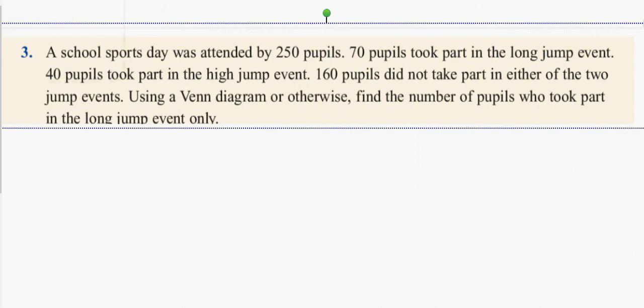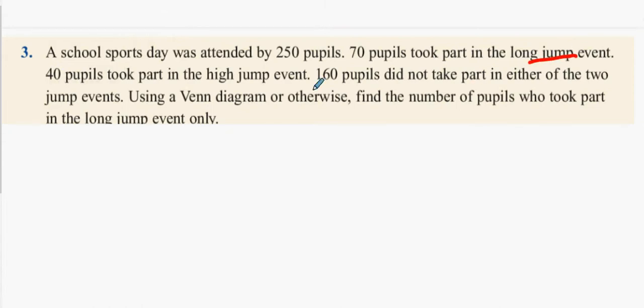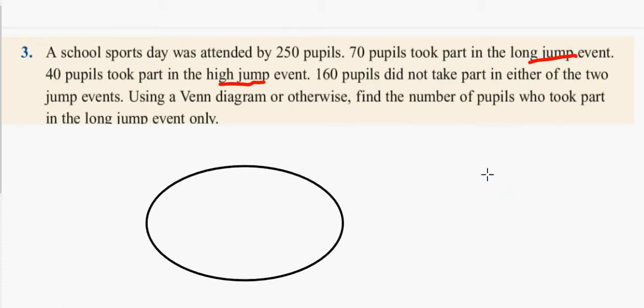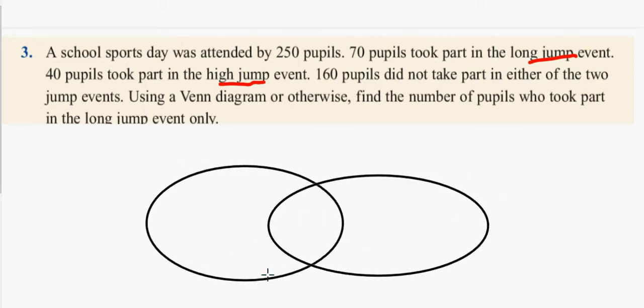First thing, school sports day is attended by 250 pupils. How many events are there? I count the long jump as the first one. The high jump is the second one. 2 events. 2 events means how many ellipses or circles? 2 circles. And the fact that some of them didn't do any of it means a rectangle will be there, even though I press the square button.